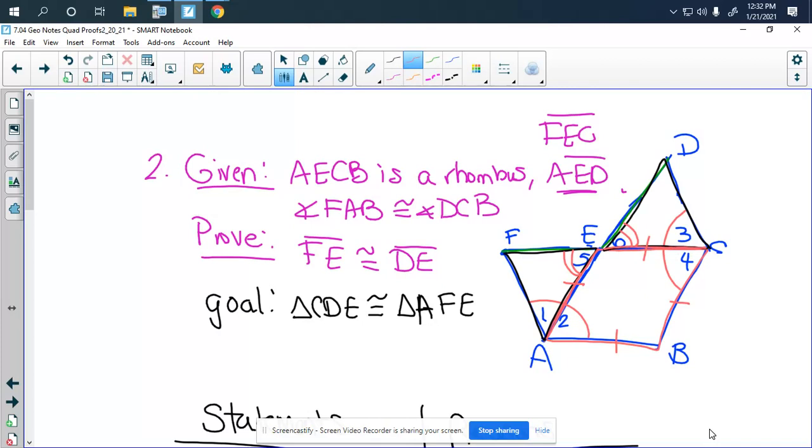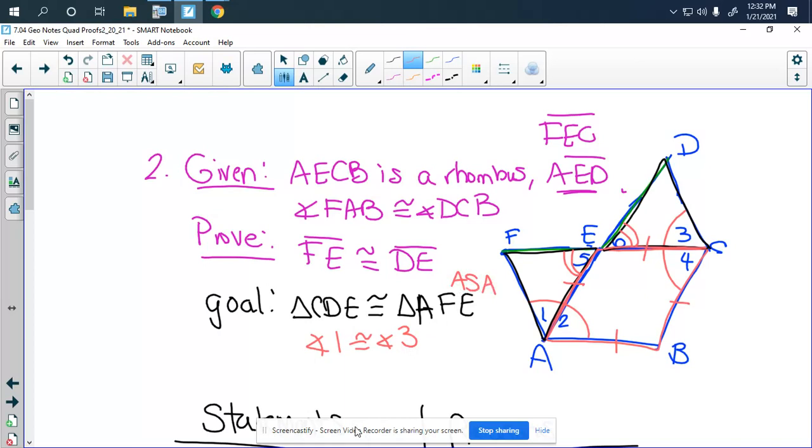I have not used my other given yet, that angle FAB is congruent to angle DCB. That's not saying 1 and 3 are congruent yet. I only know those whole angles are congruent, which they're not a part of those black triangles. So how could I get just angle 1 congruent to angle 3? If I can do that, then how could I get my triangles to be congruent?